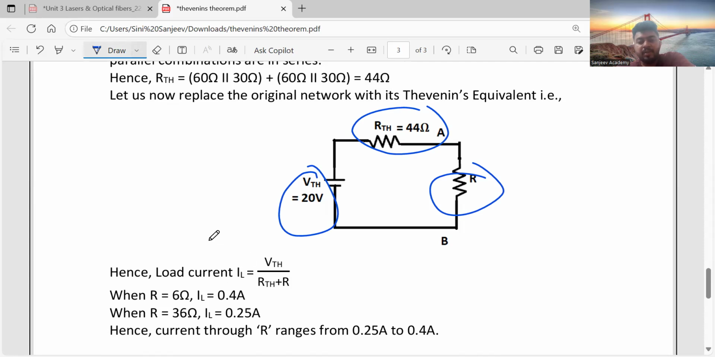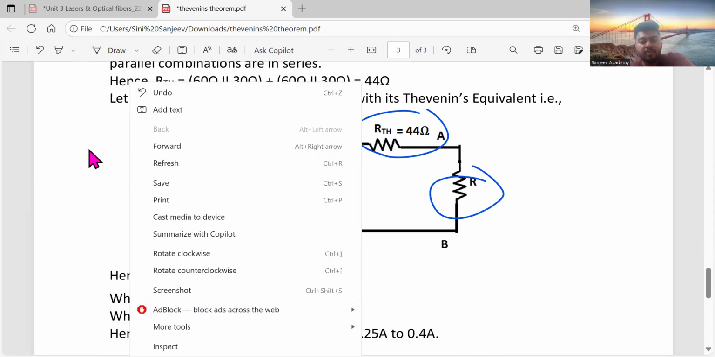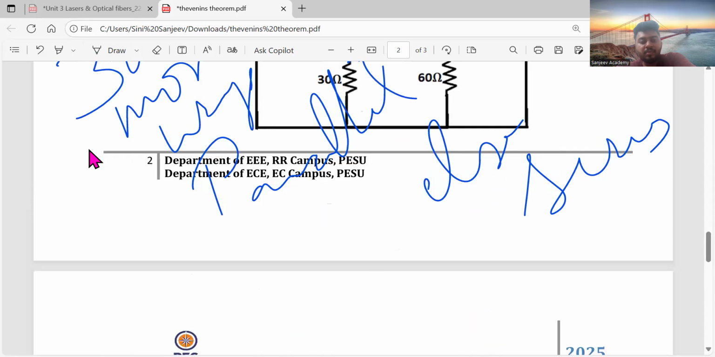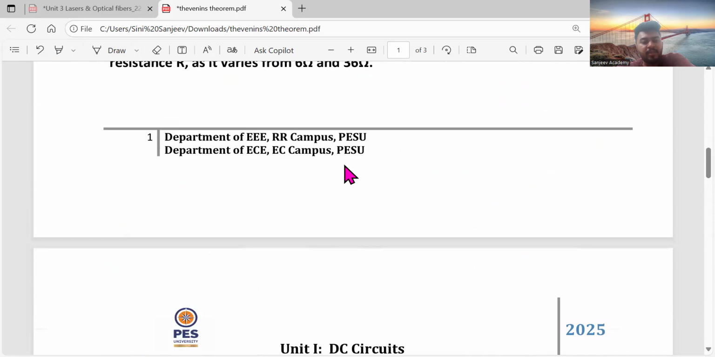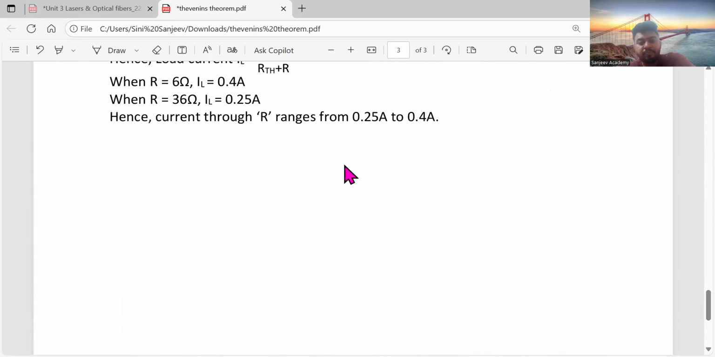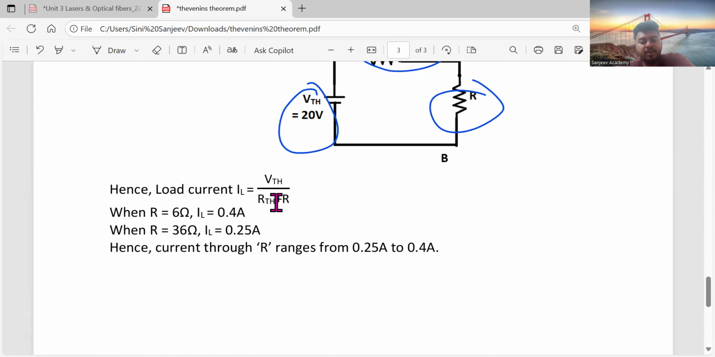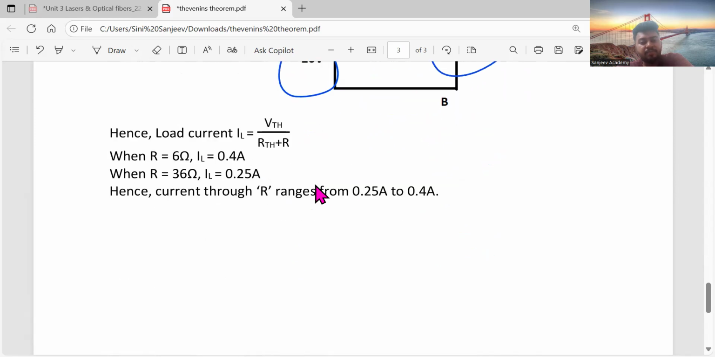Now in the question, come back to the question and see it. The load resistance is between 6 ohm and 36 ohms. Simple thing only. I already found out everything. RL is 6 ohms, then 36 ohms. VTH I already know is 20. RTH you just now found out is 44. Substitute everything in the calculator and you'll get it. That's it.